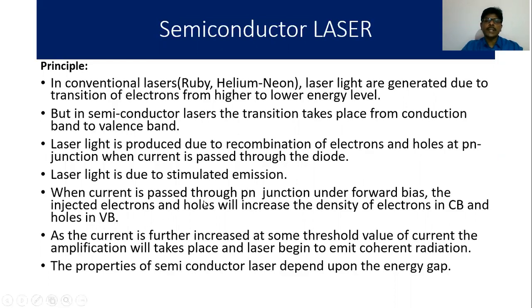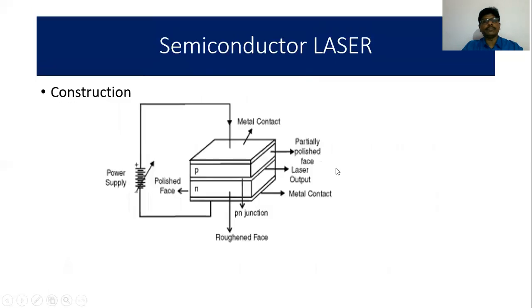Now, when current is passed through a p-n junction under forward bias, the injected electrons and holes will increase the density of electrons in conduction band and holes in valence band. As the current is further increased, at some threshold value of current, the amplification will take place and the laser begins to emit coherent radiations. The properties of semiconductor laser depend upon the energy gap.